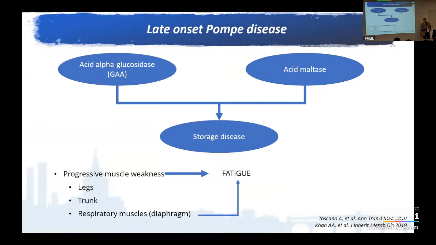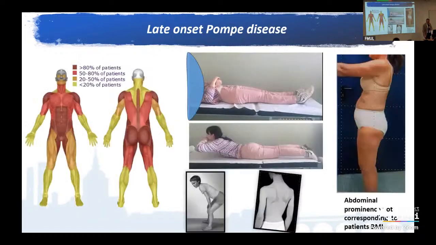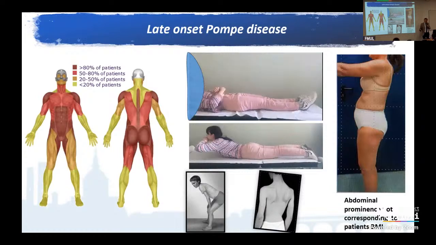Then we should consider also late-onset Pompe disease, in particular if we have a late onset, and in particular if we have also involvement of the diaphragm. This is important as a condition, it is not so common, but it is a possibility. And this is the distribution of muscle strength deficit that we could observe.